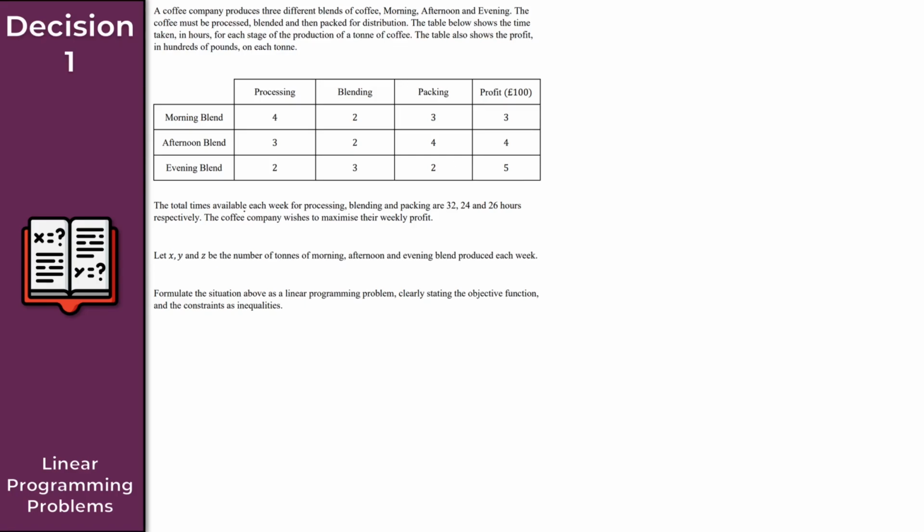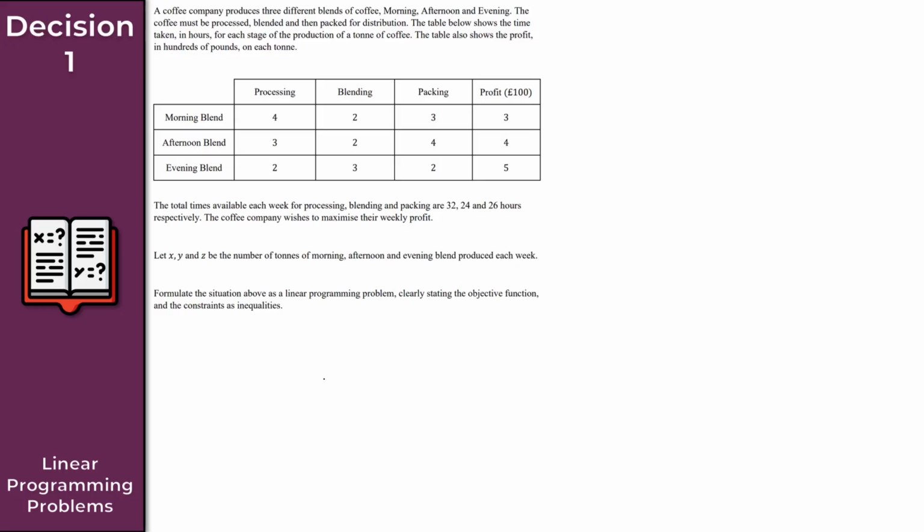It then says here that the total times available each week for processing, blending, and packing are 32, 24, and 26 hours respectively. And the coffee company wishes to maximize their weekly profit, which intuitively should make sense in the context of running a business. It also says here, let X, Y, and Z be the number of tons of morning, afternoon, and evening blend produced each week.